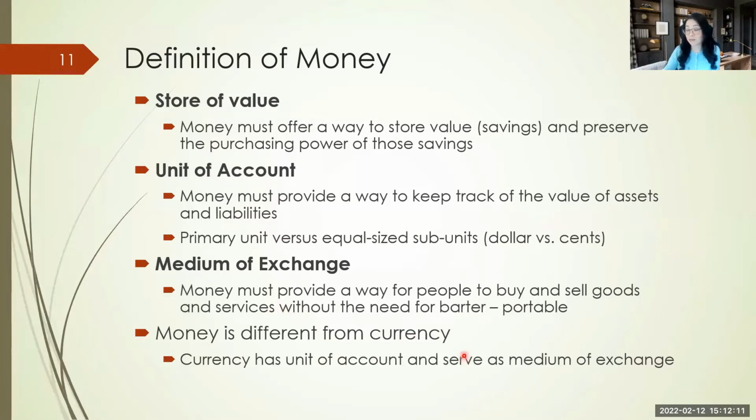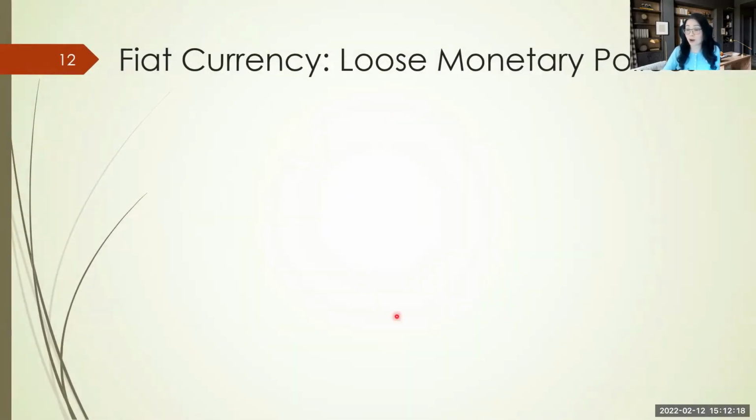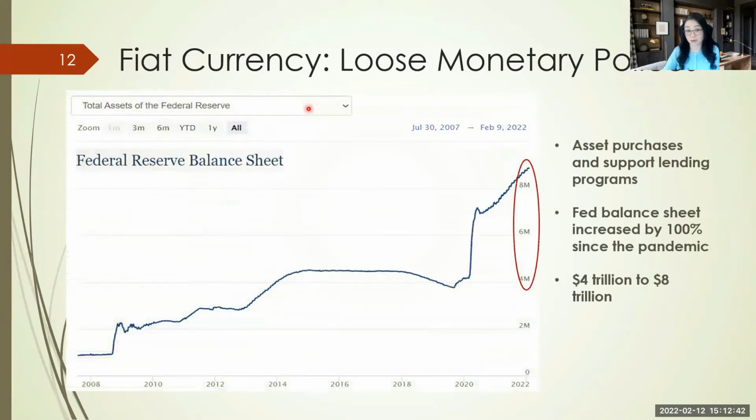So money can be different from currency if currency doesn't serve as a store of value. This is the problem we're facing today in our existing fiat monetary system. The fiat currency can have unlimited supply. The government or the Federal Reserve can decide how much money to print, and the money holders have no strong control, right, over the supply.